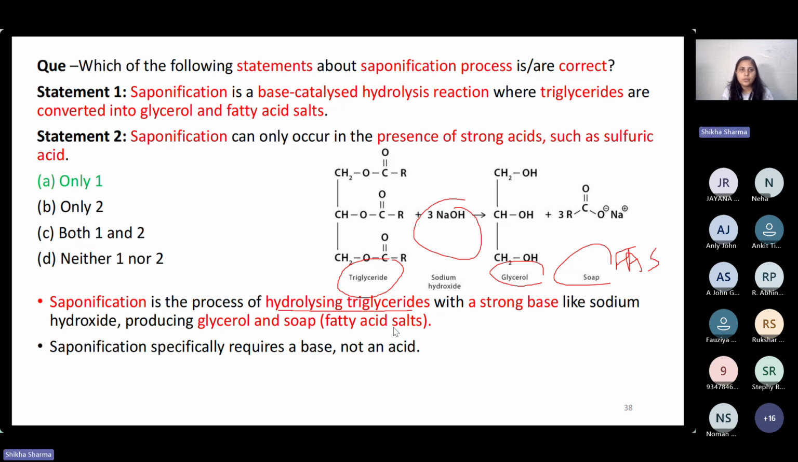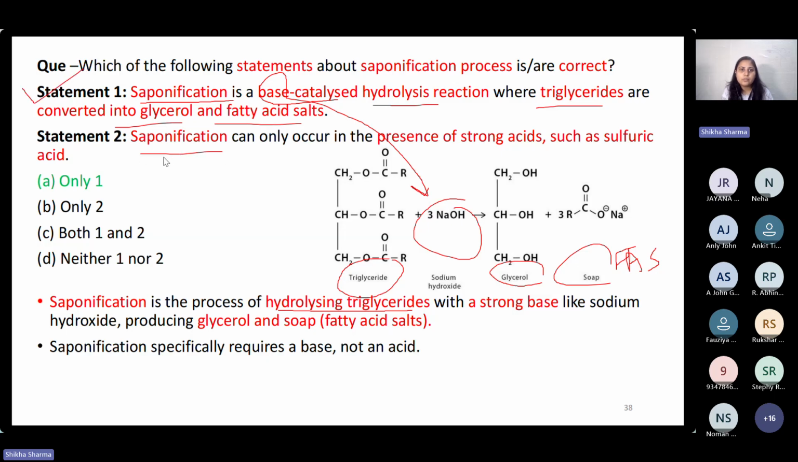So this is the saponification reaction. Statement 1 is saying that saponification is base catalyzed. Obviously, this is base catalyzed because sodium hydroxide is there, right? Yes, this is a hydrolysis reaction, where triglycerides are converted into glycerol and fatty acid salts, which is a correct statement.